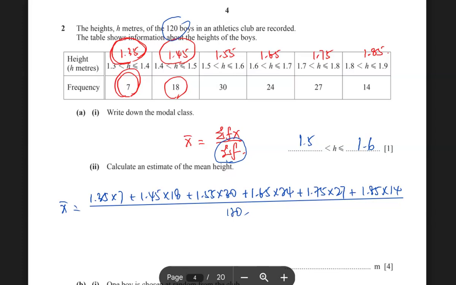Okay, this is 194.8 divided by 120. You can actually skip this step here if you're confident. Okay, I get 1.62 to 3 significant figures.